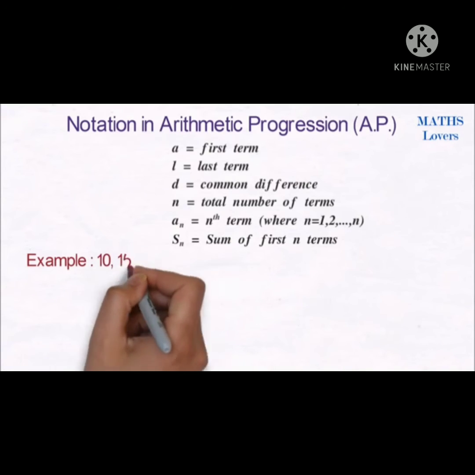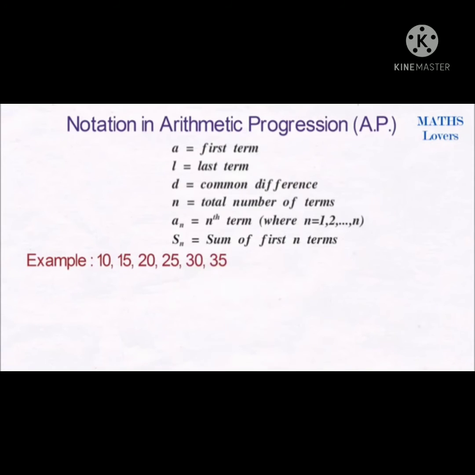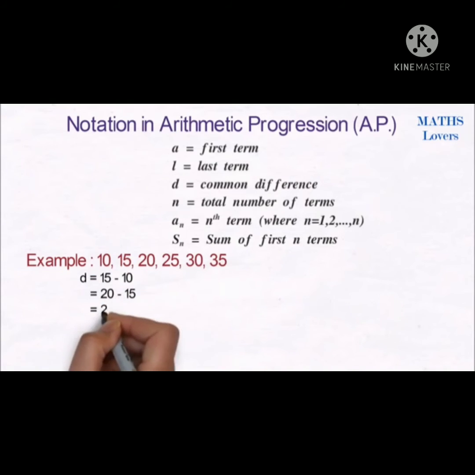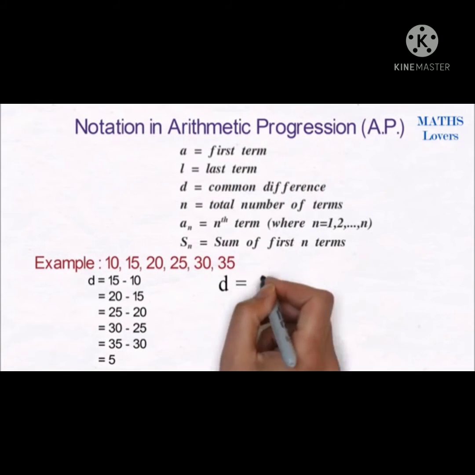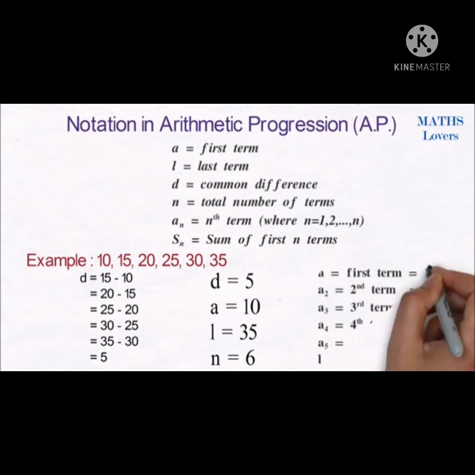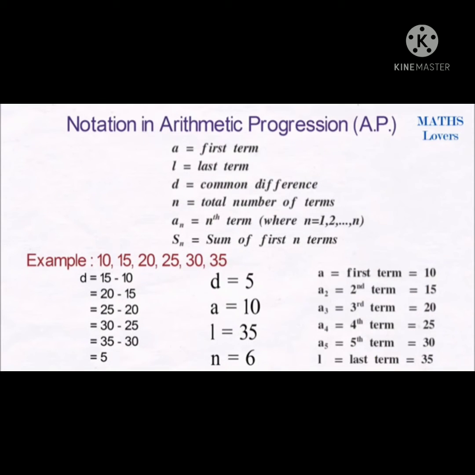Let's understand it with an example. Here we can see that the difference between every two consecutive terms is 5. That's why this is an arithmetic progression, where common difference D equal to 5, first term A equal to 10, last term L equal to 35, total number of terms N equal to 6. We can also represent the second term A2 equal to 15, the third term A3 equal to 20, the fourth term A4 equal to 25, and so on.